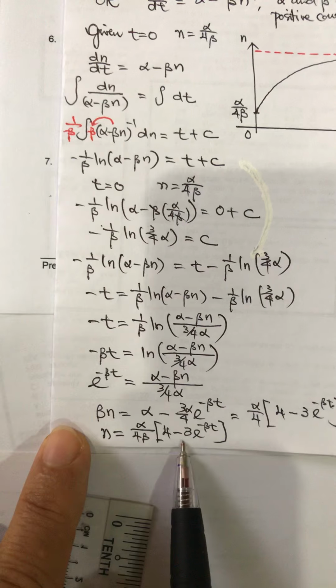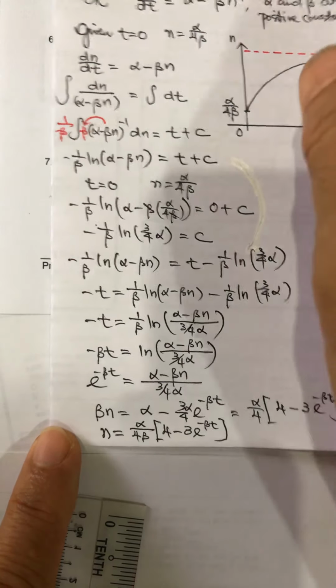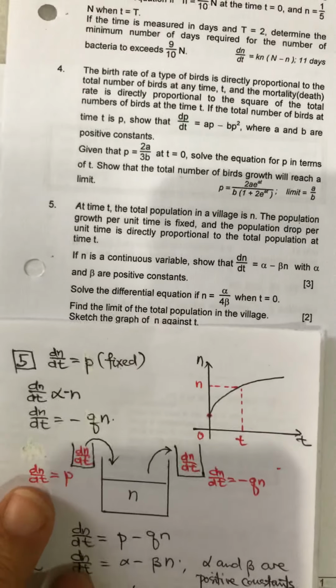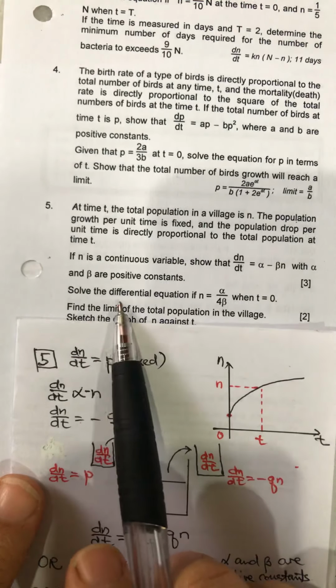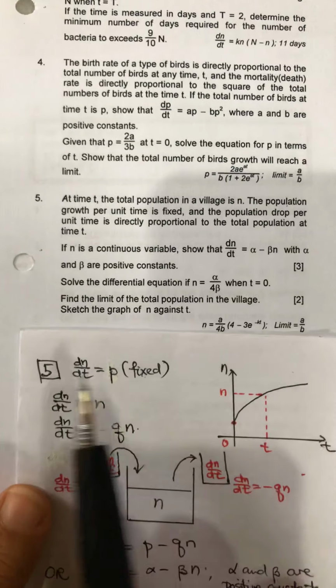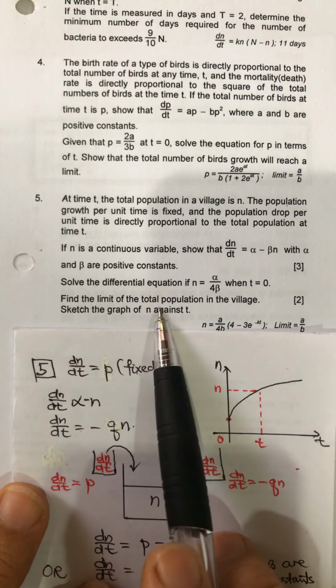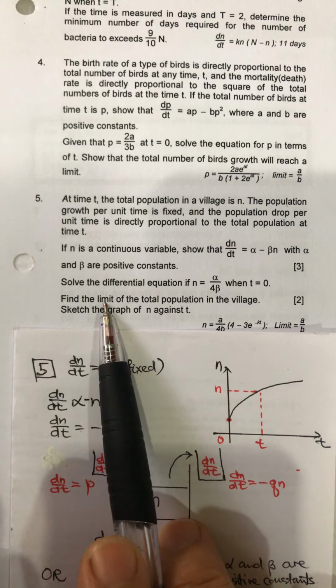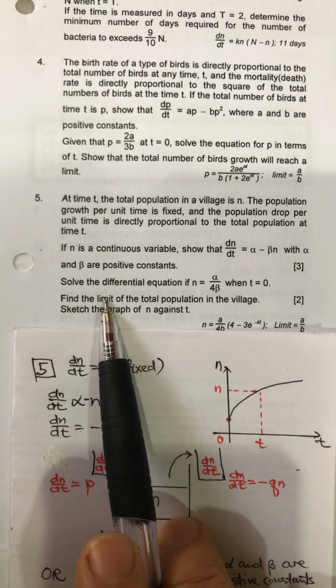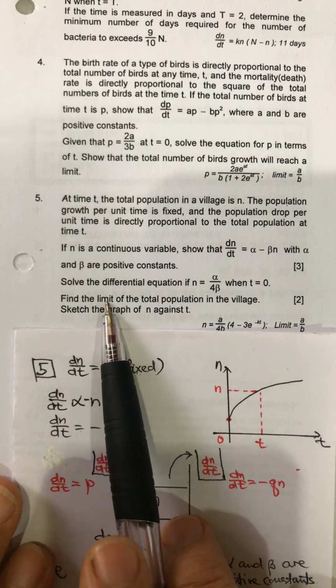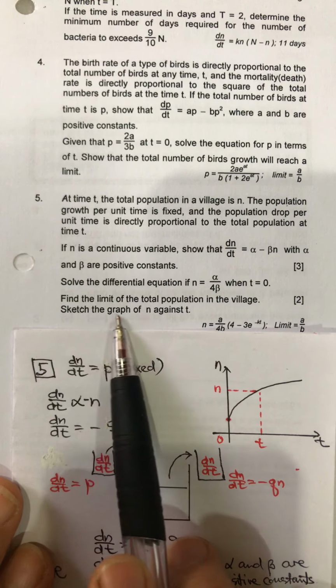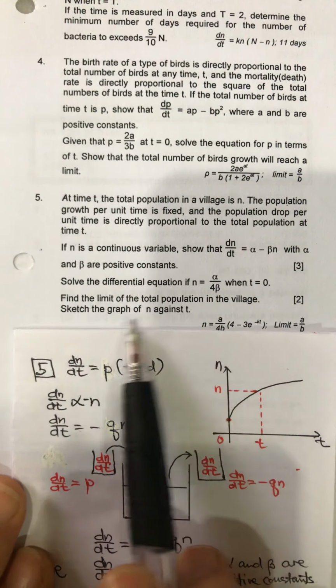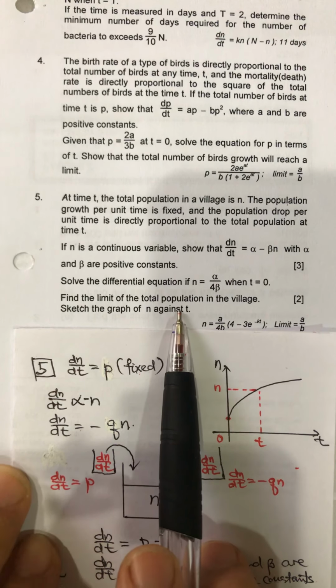Okay, so with the equation of the curve, now we can solve the problem. What do you want now? After we have solved the differential equation, what do you want? Then find the limit of the total population. There you see, you are asked to find the limit. Limit is the asymptote. Because this is an exponential curve, we have an asymptote. So we are going to find the asymptote, and then sketch the graph of n against t. So this should be an exponential curve.